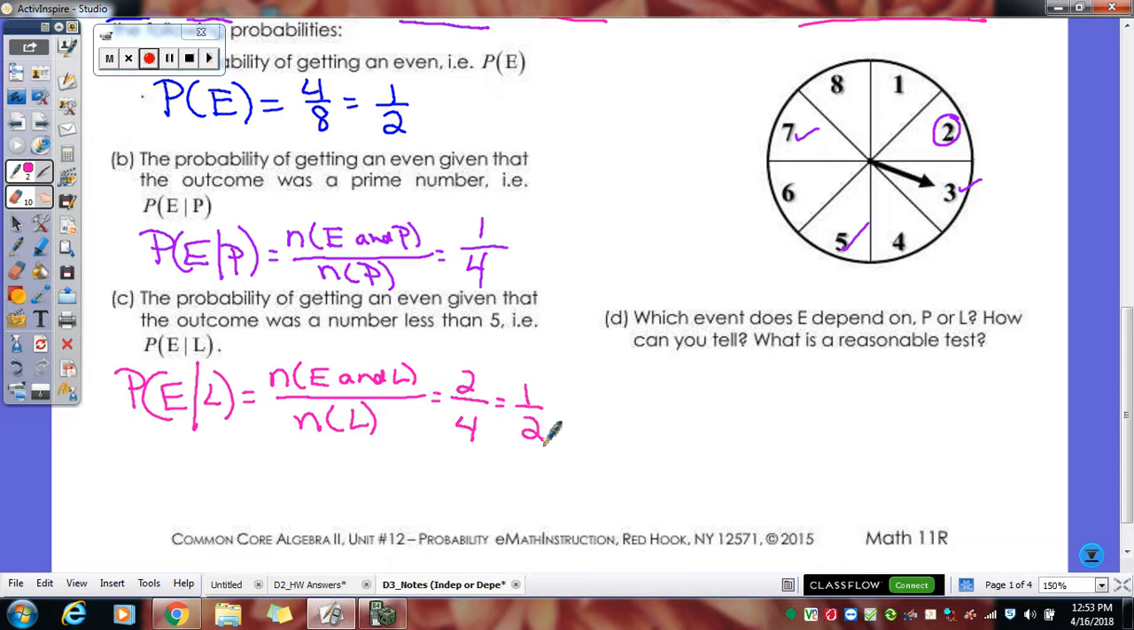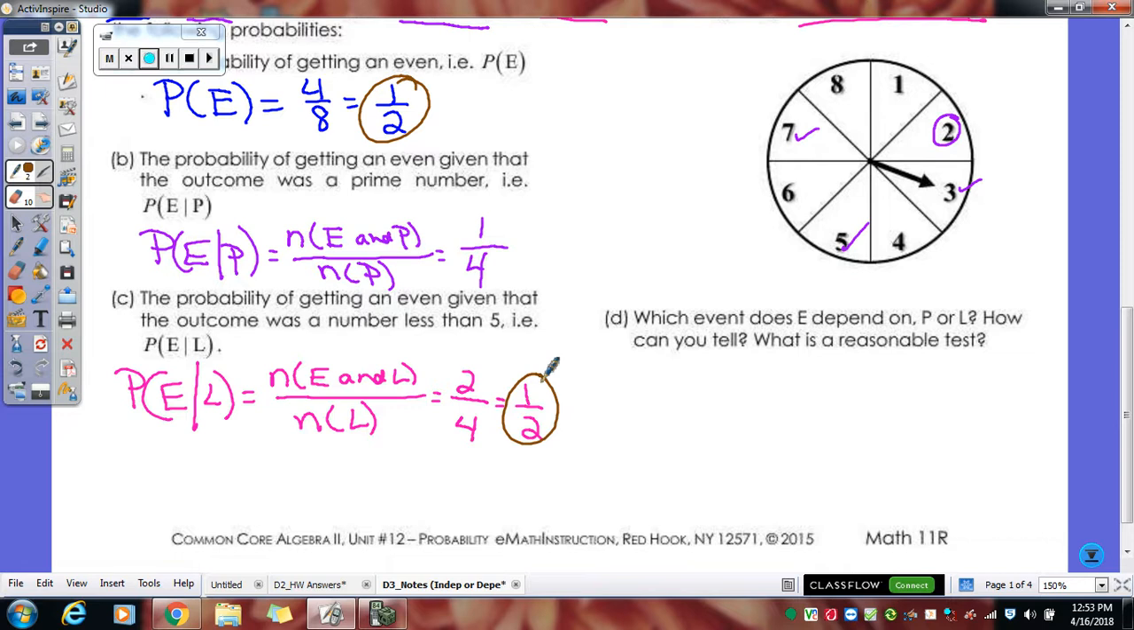So which event does E depend on, P or L? How can you tell? And what is a reasonable test? You see how this one and this one are the same? A and C have the same probability, 1/2. That means those 2 events are independent of each other, because the probability of getting an even does not change even when you restrict it to the numbers that are less than 5. It is still the same probability. So those events are independent of each other.